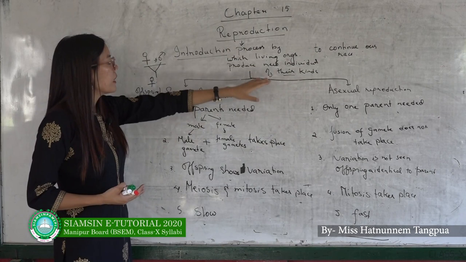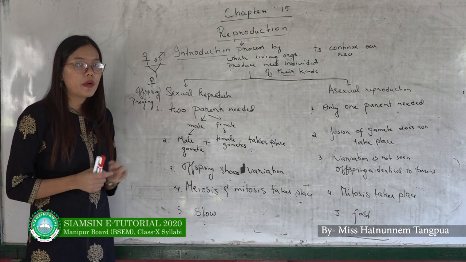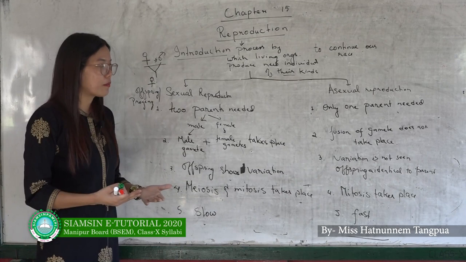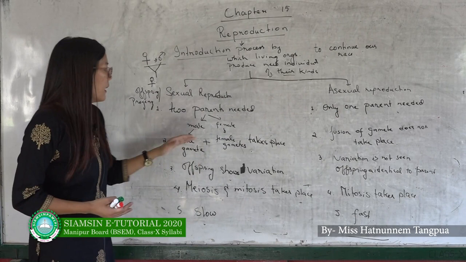Reproduction can be classified into sexual reproduction and asexual reproduction. In sexual reproduction, two parents are involved. Two parents are needed to give rise to or to produce offspring. Whereas in asexual reproduction, only one parent is involved, and offspring are produced from that one parent.